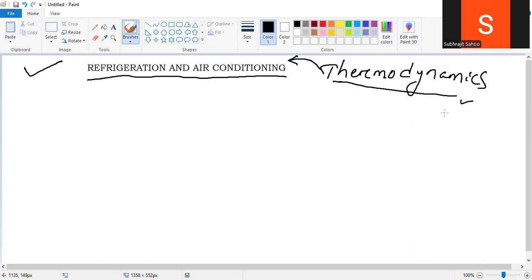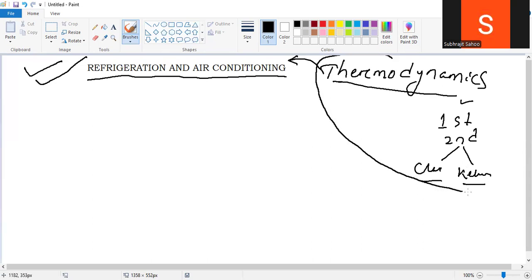Apart from that, you should also have knowledge of the first law and the second law. In the second law, two statements are there, Clausius and what is that? Kelvin Planck statement. I think refrigeration is already covered in a few parts of thermodynamics, right? But here we are going to discuss refrigeration elaborately. So this basic knowledge is required.